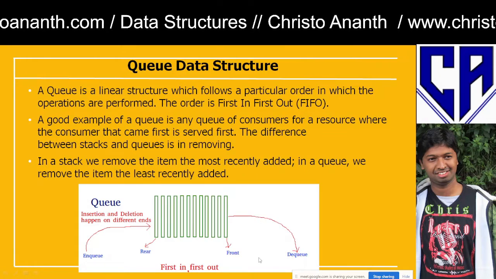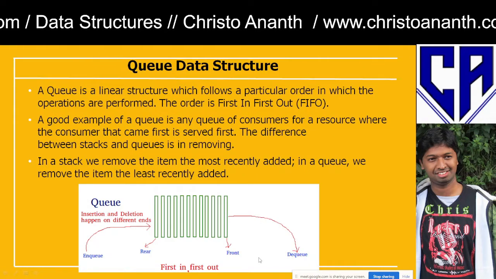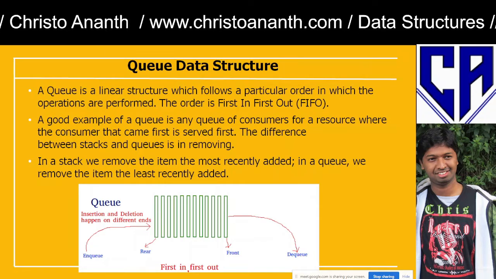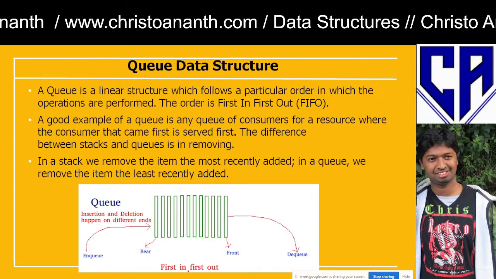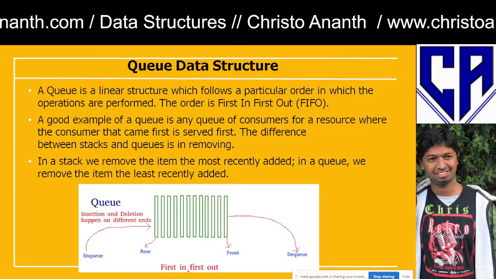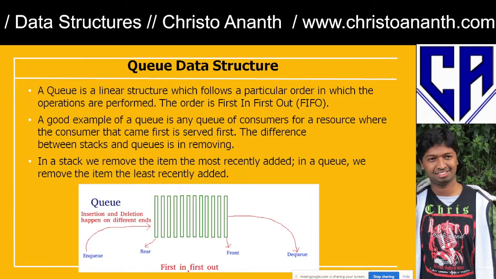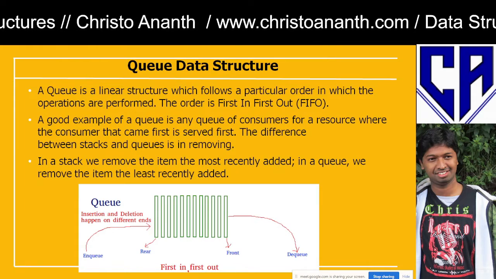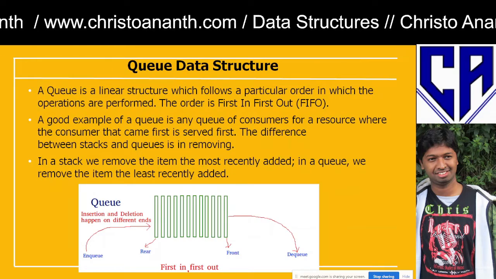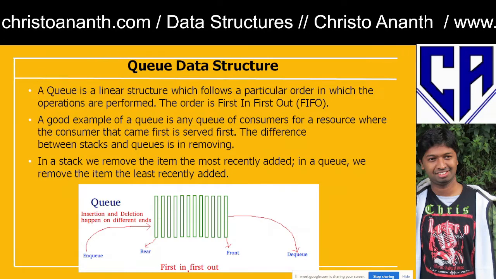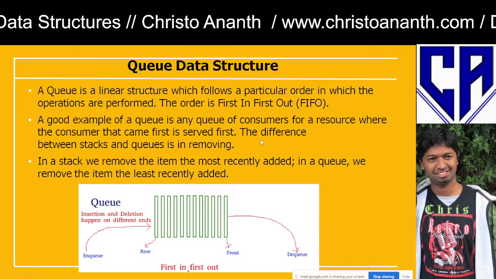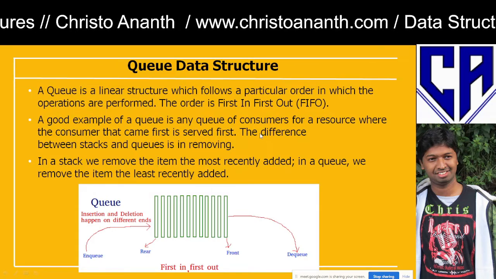So we have maybe a queue of consumers for a resource, where the consumer who came first is served first. Let us take the case of a hotel: the family or the person who comes first will be served first. And the difference between the stack and the queue is in removing. In a stack we remove the item most recently added, but in a queue we remove the item least recently added. So this is actually first in first out.